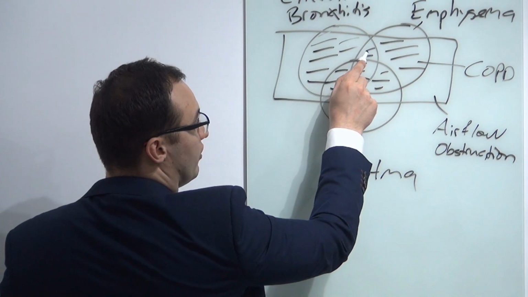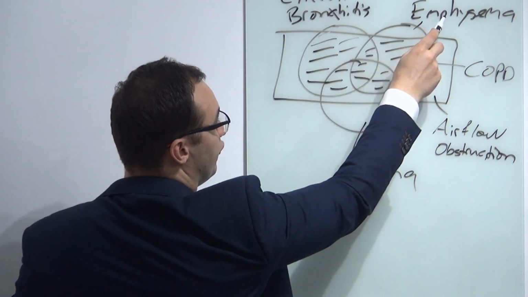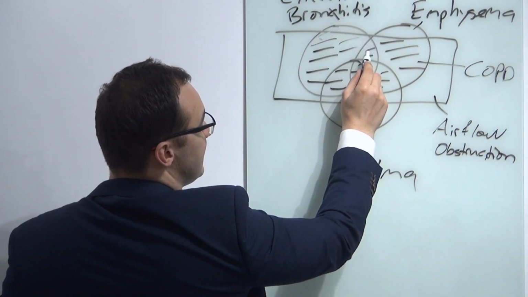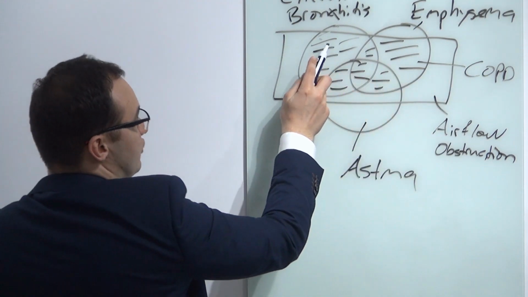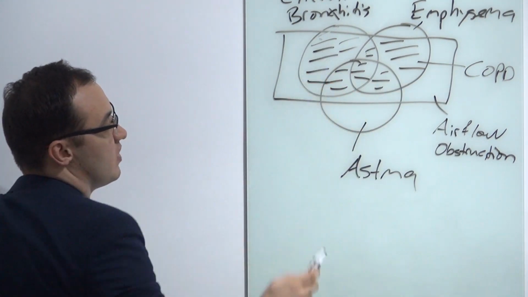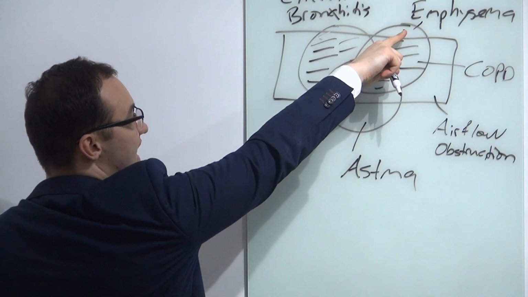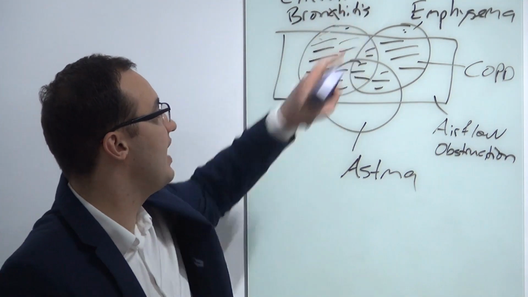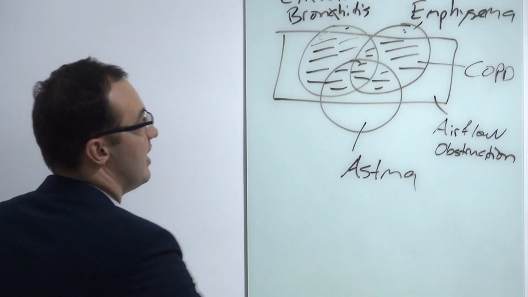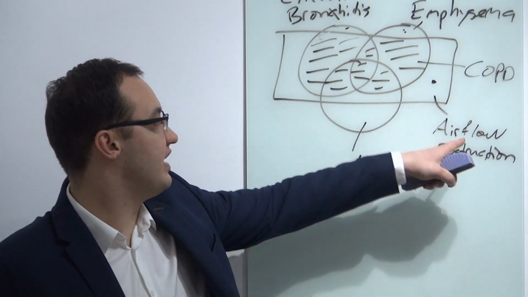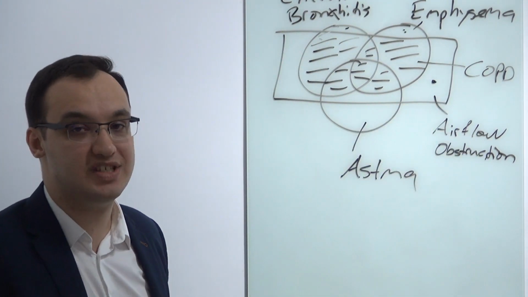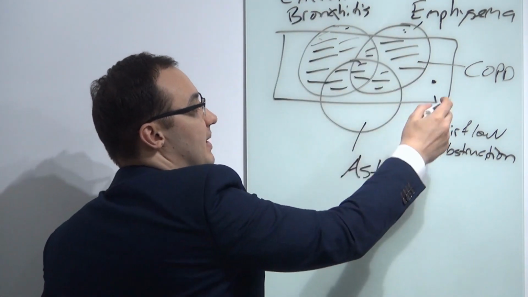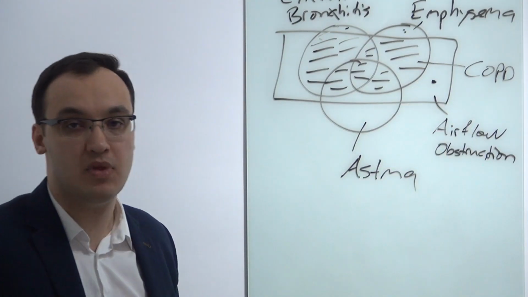If we take this part, this is a patient with COPD, emphysema and bronchitis, because you see the two rings collided. This is a patient with COPD and chronic bronchitis. This here is a patient with emphysema and no COPD. This is a patient with chronic bronchitis and no COPD. This patient has airflow obstruction, but no COPD, no asthma, no emphysema, no bronchitis. It's outside of this, but he has airflow obstruction.